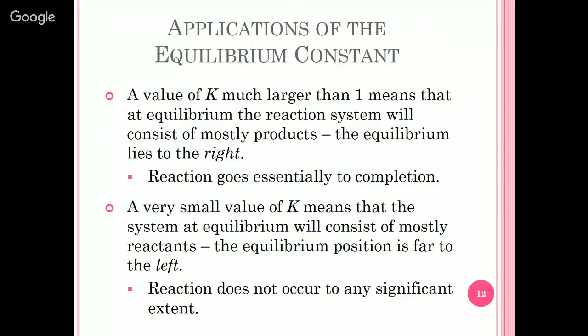If we have a value of K that is 10 to the negative third all the way up to 10 to the third, then we're somewhere in between, and we have similar amounts of reactants and products at equilibrium.